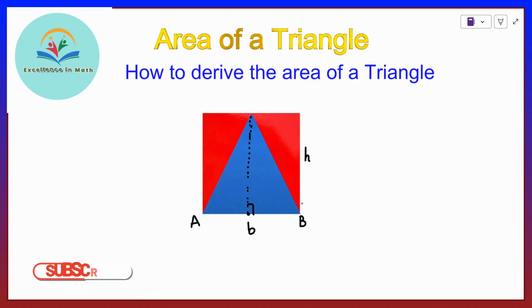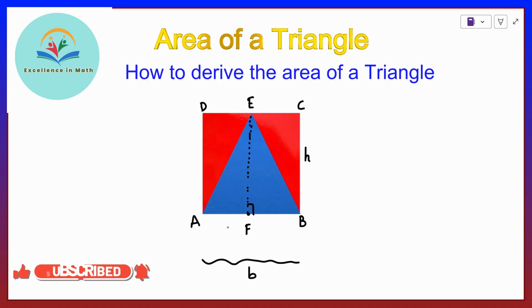In this rectangle ABCD, the altitude divides the rectangle as well as the triangle into two parts. Let's name the points E and F. If you consider the base as B, in case AF is equal to X, we can consider FB as B minus X. Are you clear? Yes, of course. If the total base is 12 and this part is 6, this would also be 12 minus 6, that is equal to 6.